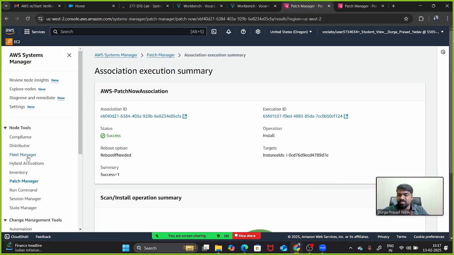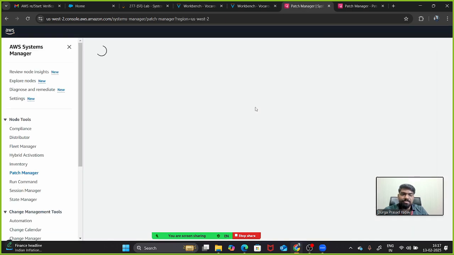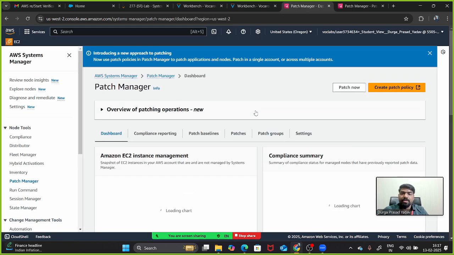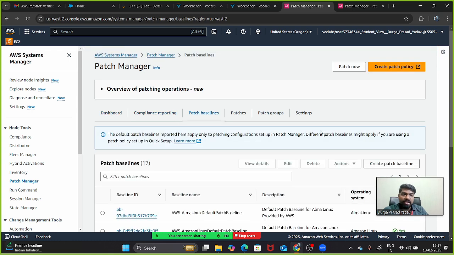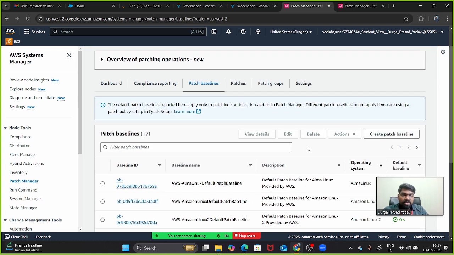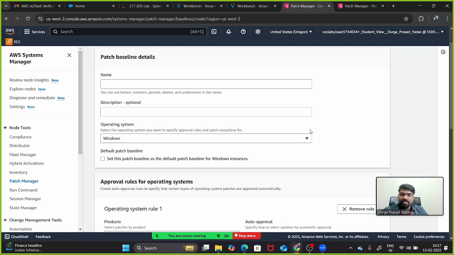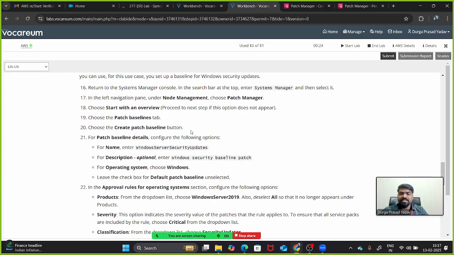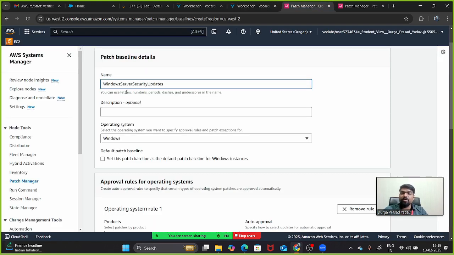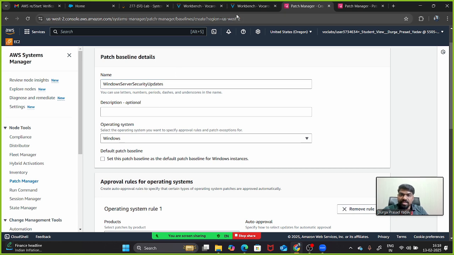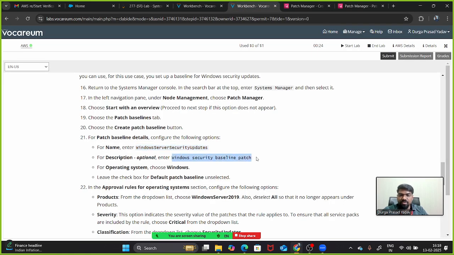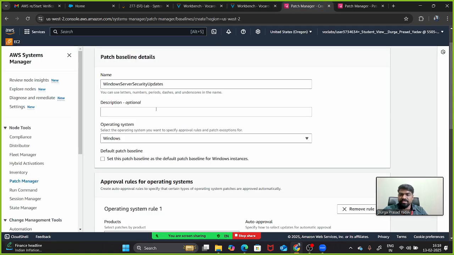Let's say this is the patch manager, and in the patch manager now we are going to create our own patch baseline. Here you can see create patch baseline is coming. 17 is already there, that has been given by default. We are going to create our own, create patch baseline, and here you'll give the name. Let's say I'll give the same name which has been given in this document: Windows Server Security Update. It will check Windows Server Security Update. How it will check, I'll tell you.